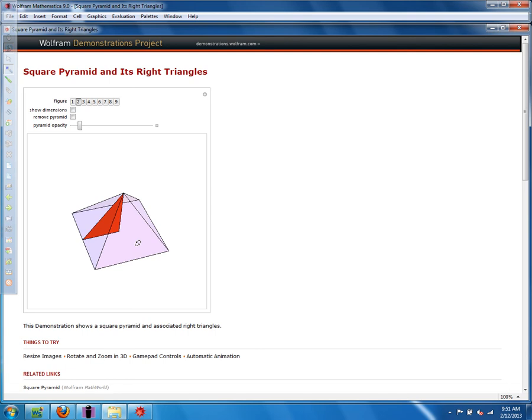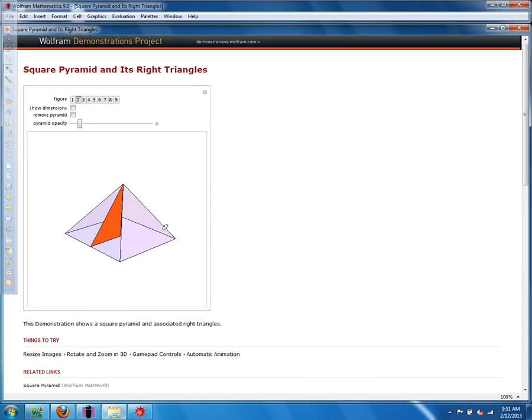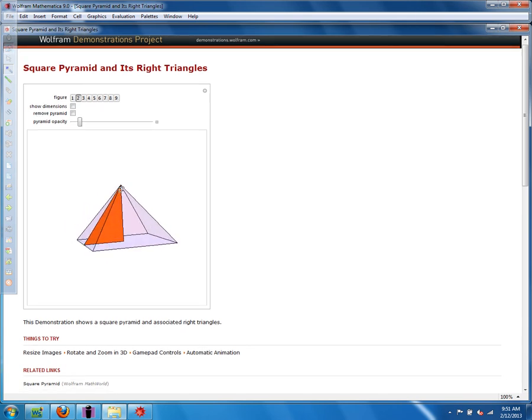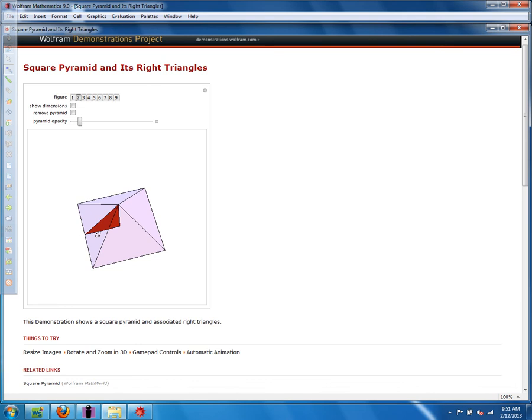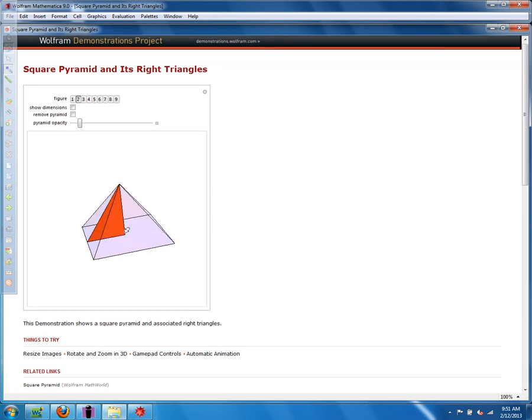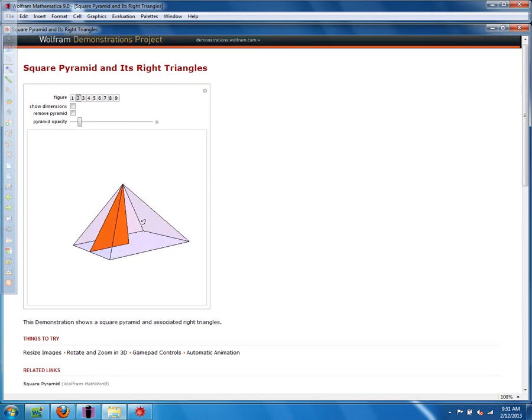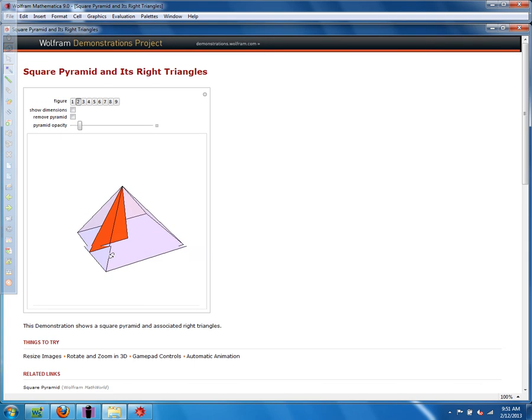But this is a square pyramid. Here's the first right triangle that I talked about. This is the height, the slant height down the side here, and this is the apothem of the square, or halfway across the square. So I get a right triangle there inside my pyramid, and that shows up a lot in solving problems with pyramids.